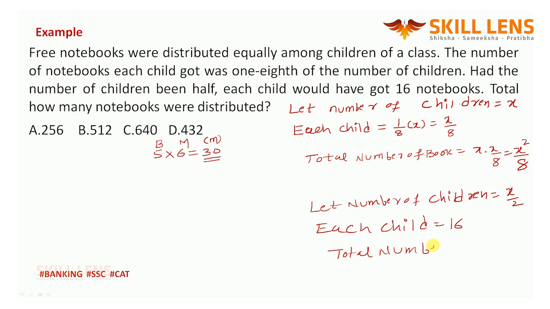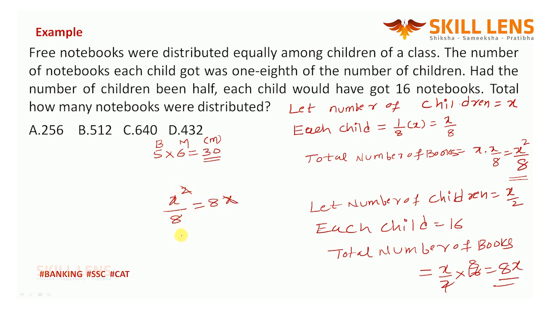Now what is the total number of books? Now there are x by 2 children. Each child is getting 16 books. So can I say that's going to be 8x books? This is also the total number of books. Can I equate that? Of course you can equate it. How is it going to be? x square by 8 equals 8x.